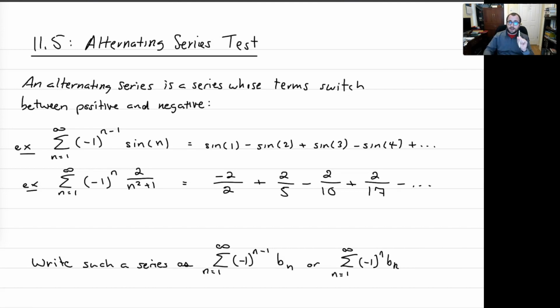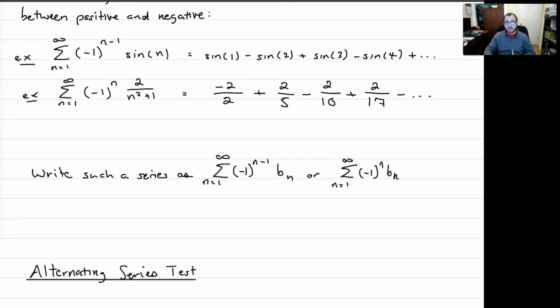Turns out, evaluating these for convergence or divergence is not going to be difficult. It's going to be quite straightforward. You've got two relatively simple conditions to check that will guarantee convergence. So let's look at them.